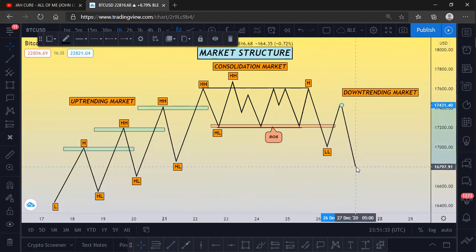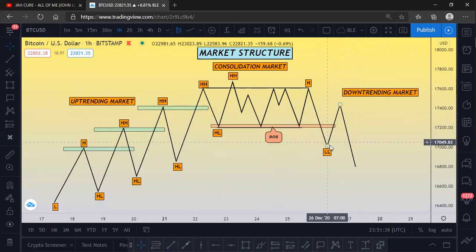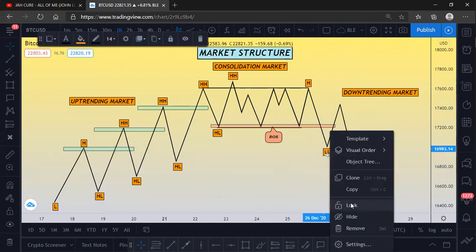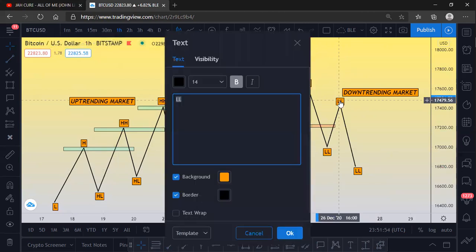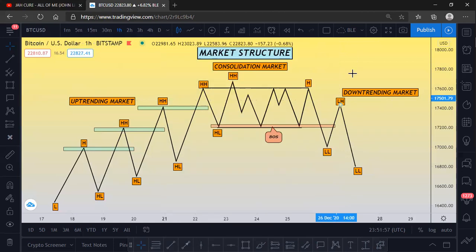Okay. So now price has gone below this low, giving us a new what? A new lower low. So now this is our new lower low, and then this is going to be our new lower high. Yes, good. So now you can see how we are changing trend. Higher high, higher low, higher high, higher low, higher high. Consolidation phase, the high broke structure, lower low, lower high, lower low.